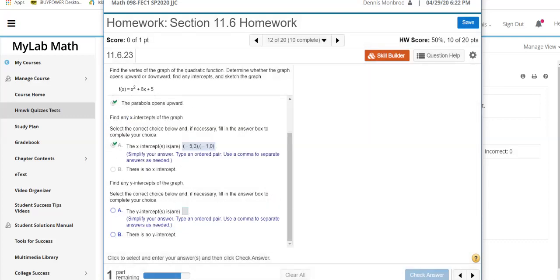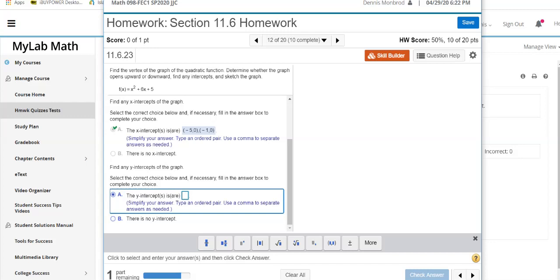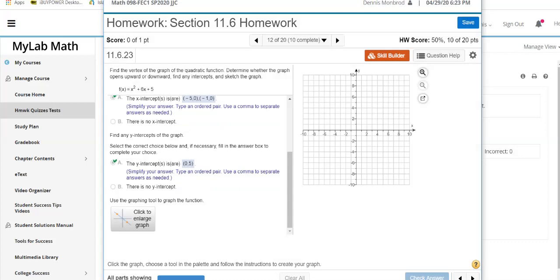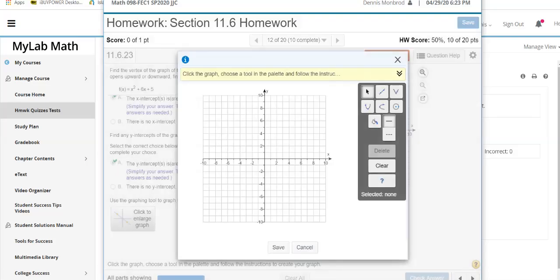Continue. Y-intercept. Okay, we already saw that. That was 0, 5. We'll check that. All right. And click here, use the graphing tool. Oh, okay. Wow, this is a nice problem. It's got everything in it.